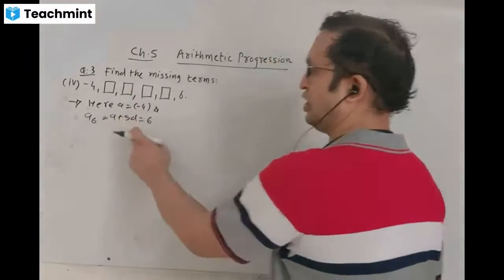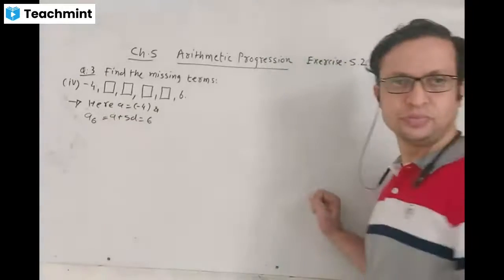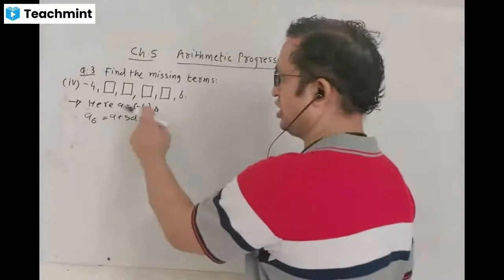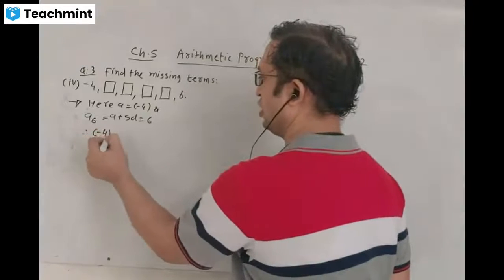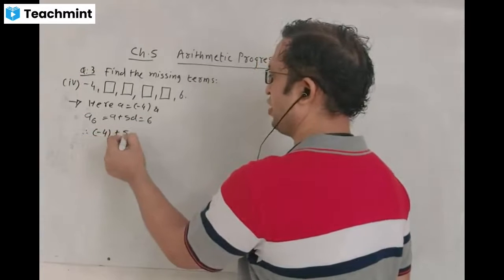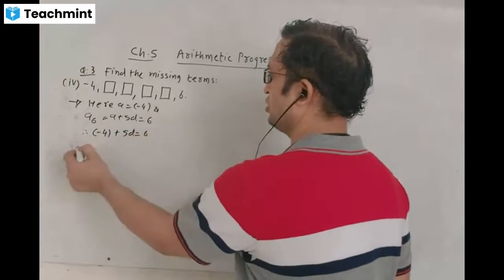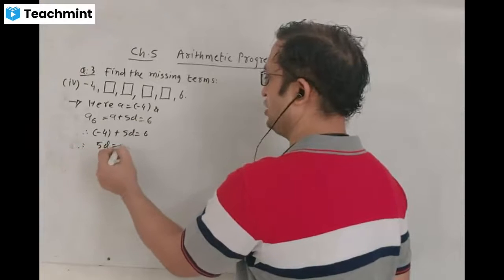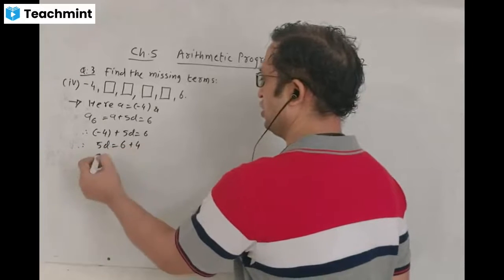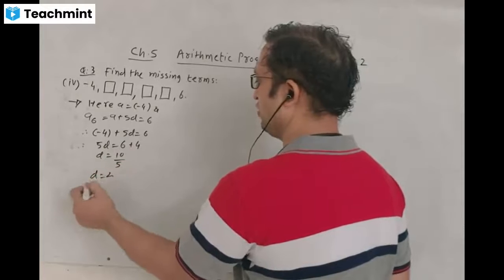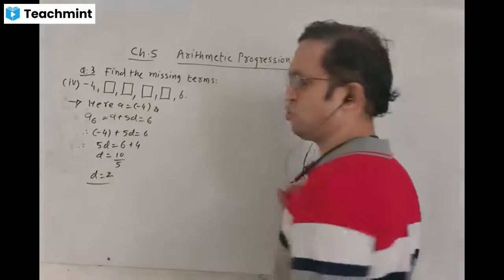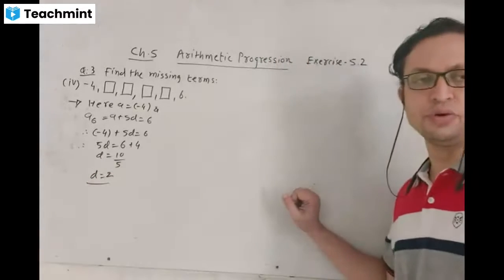Put a is equal to minus 4 in this term. Okay. Put minus 4 in place of a. Therefore, minus 4 plus 5d is equal to 6. 5d is equal to 6 plus 4. Therefore, d is equal to 10 by 5. What is the value of d? d is the common difference. d is equal to 2.